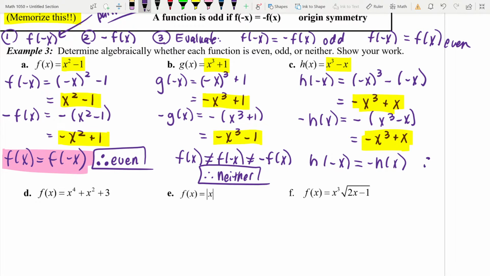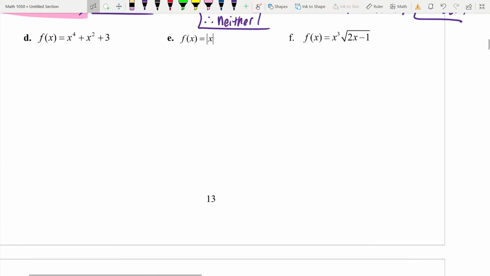Try to remember without looking, you guys. Do you remember yet? If the negative equals the negative, is that even, odd, or neither? What is it? It is odd. Good. If anything's equal, it's either going to be even or odd. They're all different. That's when it's neither. Okay? Okay, question D.